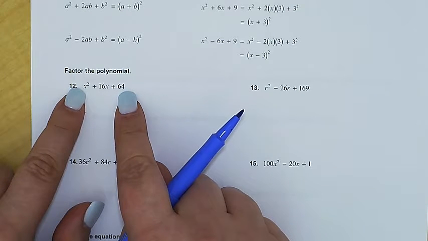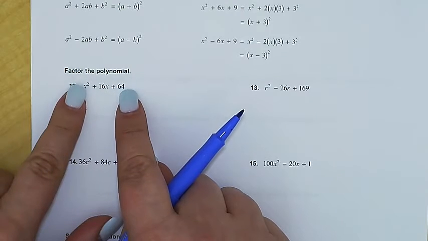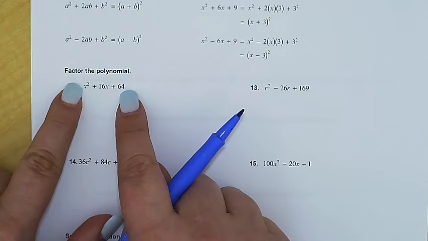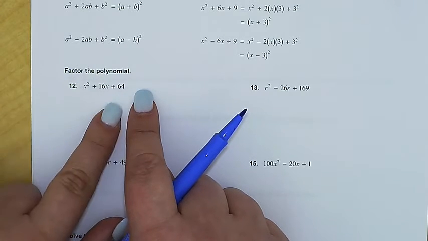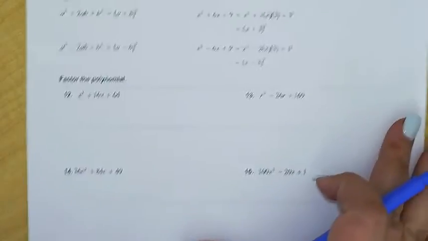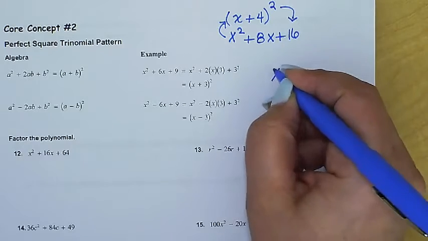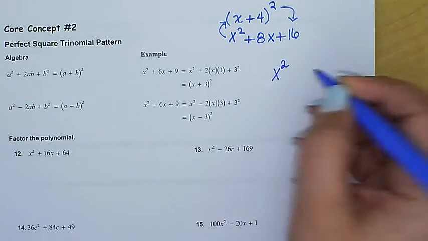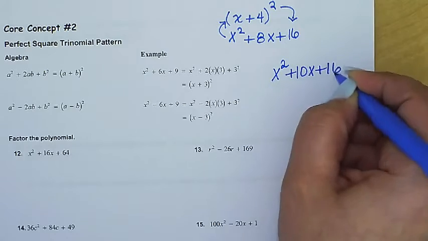Now I'm going to be very, very clear. Please listen to what I'm about to say next. Just because the first term and the last term are perfect squares does not mean that the whole thing is a perfect square trinomial. I want to be very clear about that, and I'll give you an example of something that has perfect squares on the ends, but it is not a perfect square trinomial.